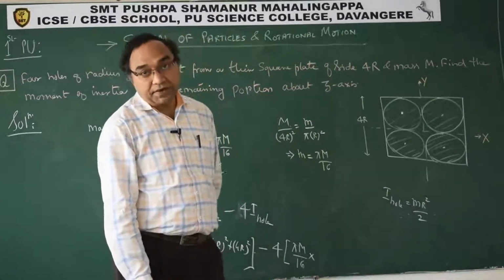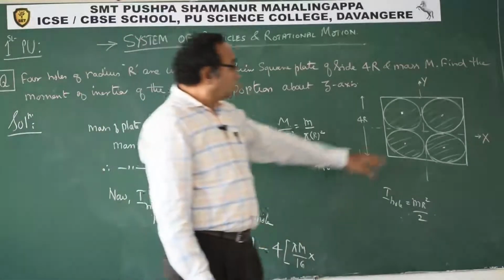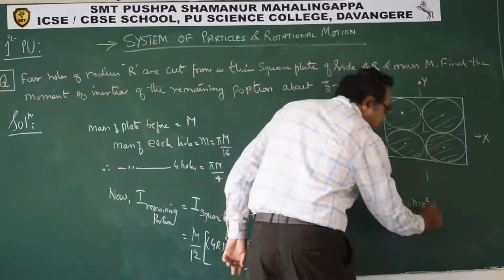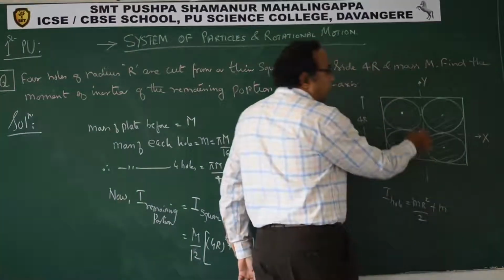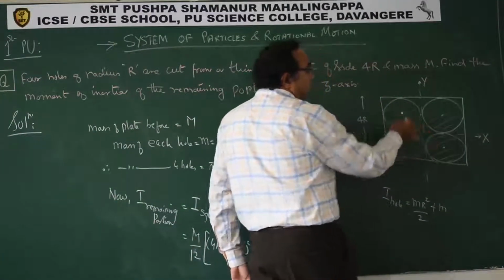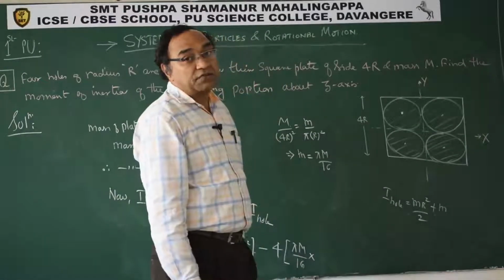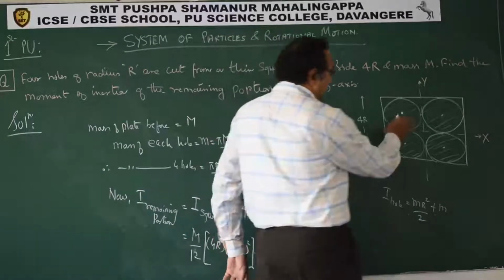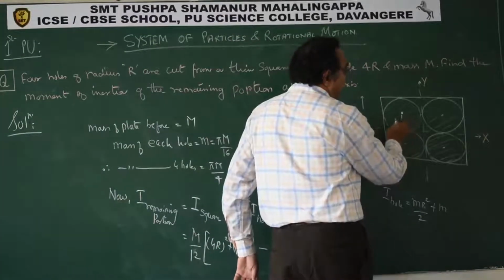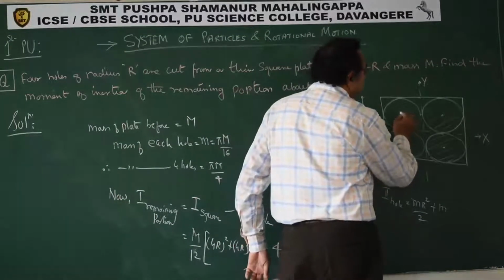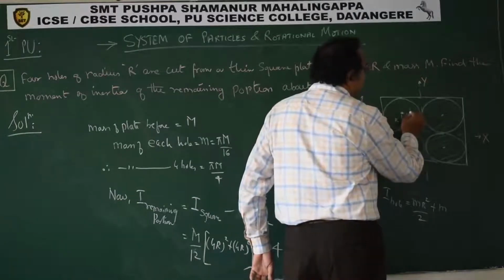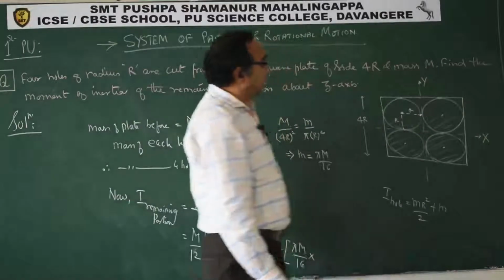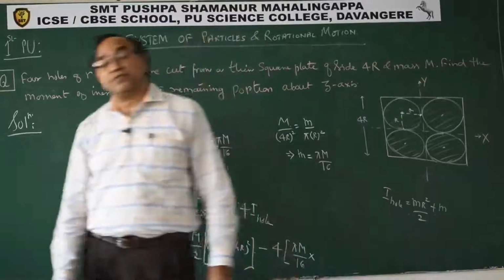Now we have to shift it to z axis. So this will be what? Plus mass times square of the distance. What will be the distance? That exactly is to be found out. So the distance, say this is r, this is r, where they touch. So we can find what exactly is the distance.